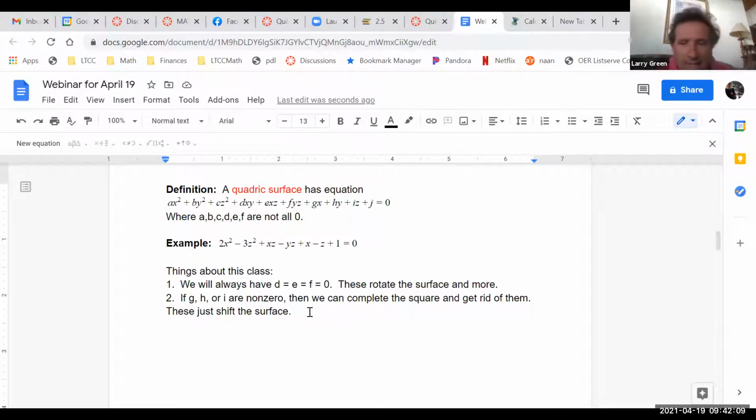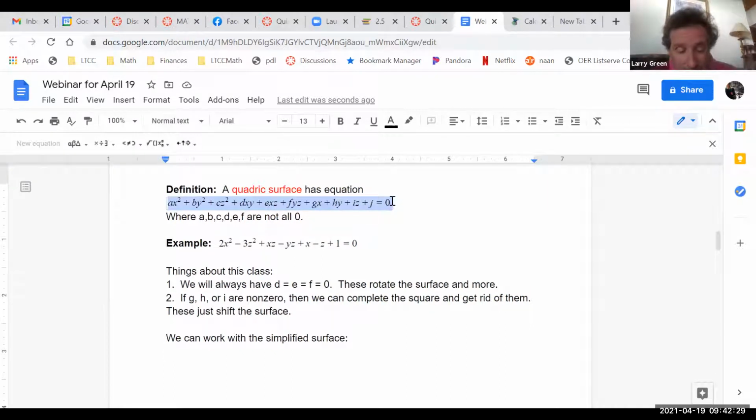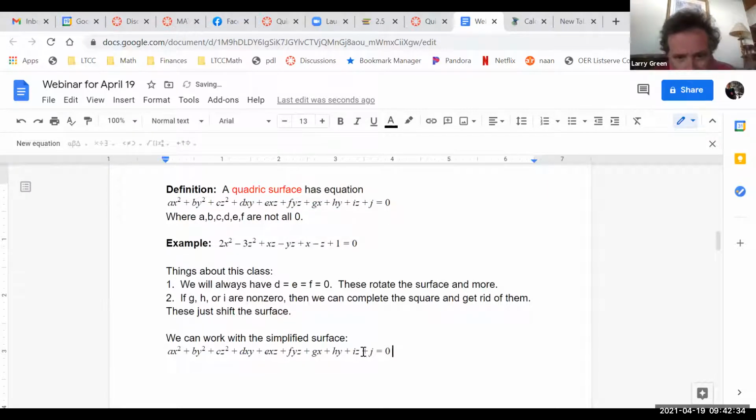Okay, so then we can work with something much simpler. And the simplified surface, the idea is we can get rid of a lot of it. So we can get rid of all of these guys. And that's a lot easier, isn't it?